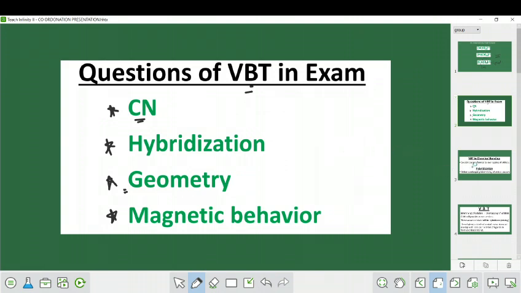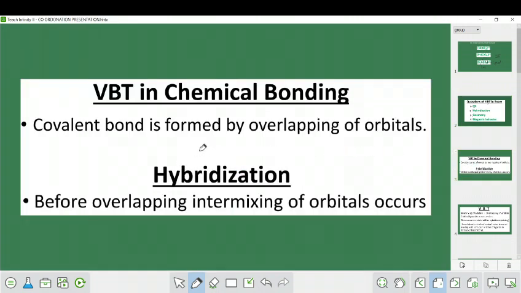Here in VBT, you are already aware that valence bond theory prefers to form a covalent bond, and this bond is formed by overlapping of orbitals. Before overlapping of orbitals, the central atom should get hybridized, and before overlapping, intermixing of atomic orbitals will occur. This intermixing of atomic orbitals is also called hybridization.